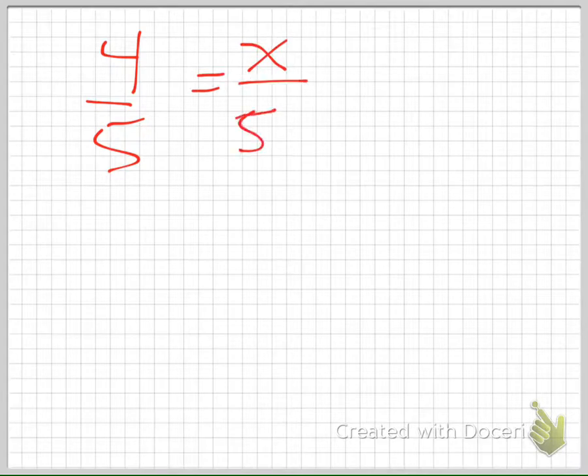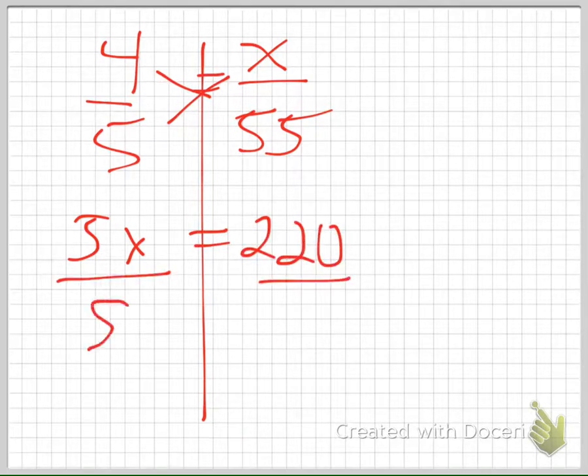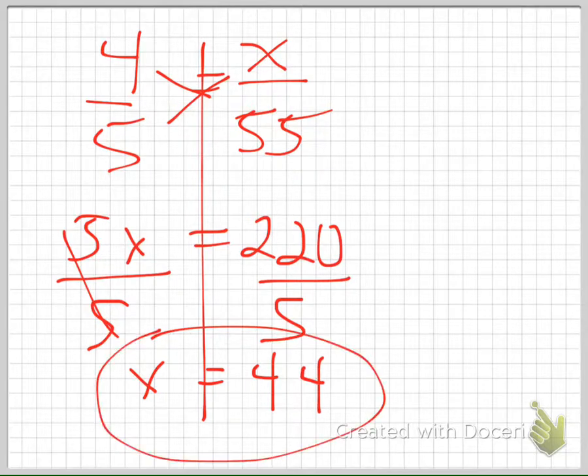Let's do an easy one: 4/5 equals x over 55. Go ahead and try that. All right, here we go. A couple of ways to do this. Let's do both. We'll always put the line down the equal sign. Cross multiply. What is 5 times x? 5x equals, what is 4 times 55? 220. Divide by 5, divide by 5. x equals, what's 220 divided by 5? 44. Make sense? That's one way.